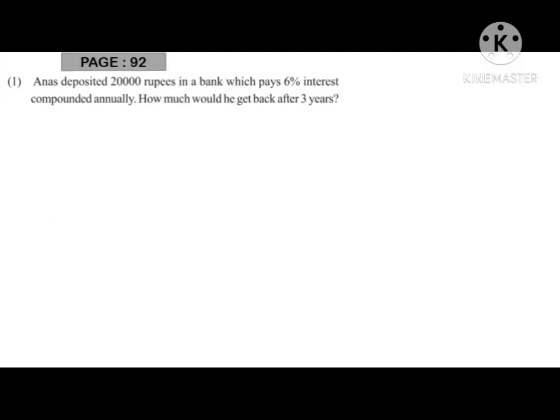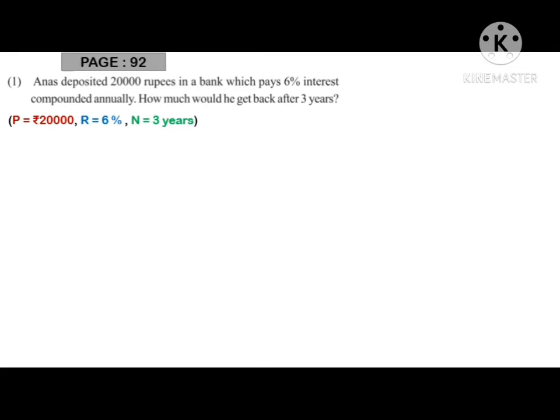Now let us do questions from page number 92. Question number 1. Anas deposited 20,000 rupees in a bank which pays 6% interest compounded annually. How much would he get back after 3 years? See children, from the question we can write principal P equal to 20,000 rupees, rate of interest R equal to 6%, number of years N equal to 3 years.